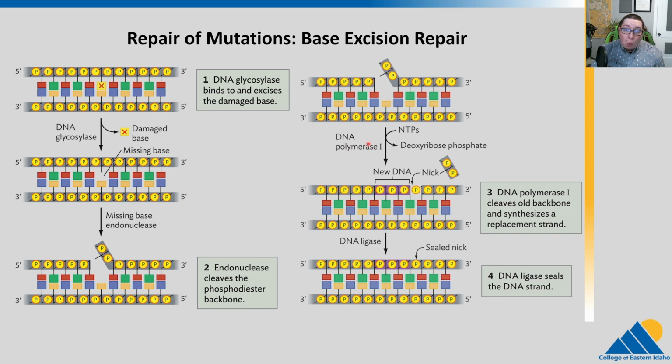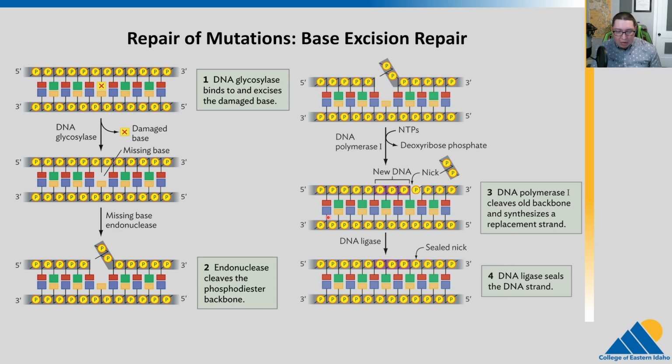DNA polymerase 1, which we've talked about previously, which does some proofreading here, comes in and fills that back in and seals up the gap with DNA ligase, and we've fixed the error that is in there. Great. That happens all the time. This base excision repair is important in fixing damaged bases. This is one of several ways that DNA can be repaired.